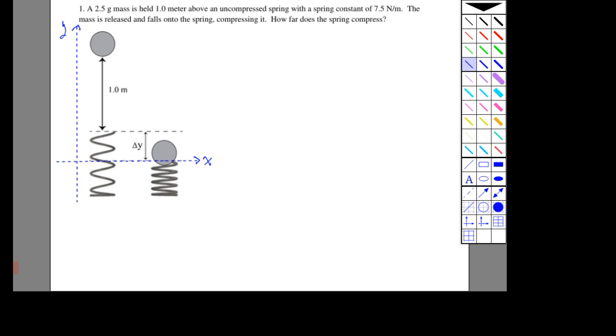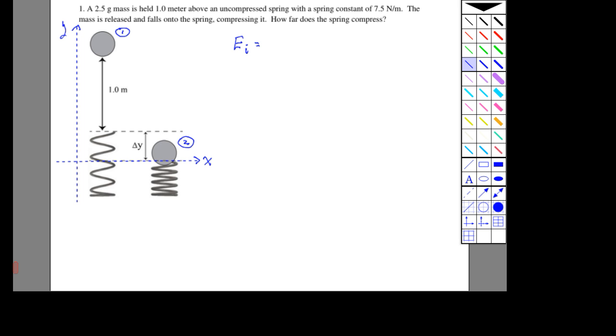We're going to look at the total mechanical energy when the ball is being held up in the air. So that's position 1 that I just labeled, and position 2 when the ball fully compresses this spring. So let's look at the initial energy.